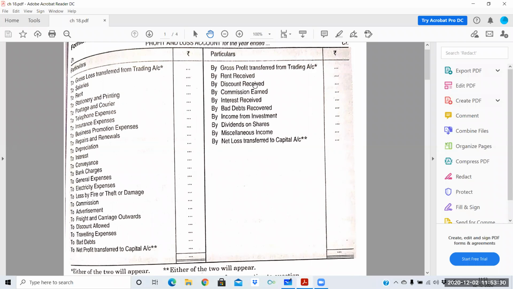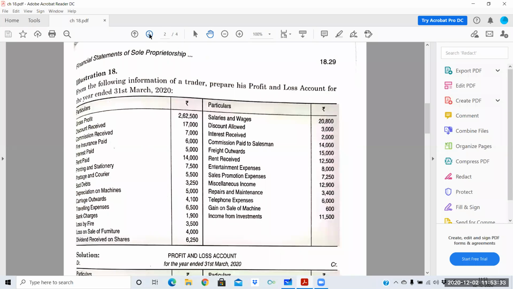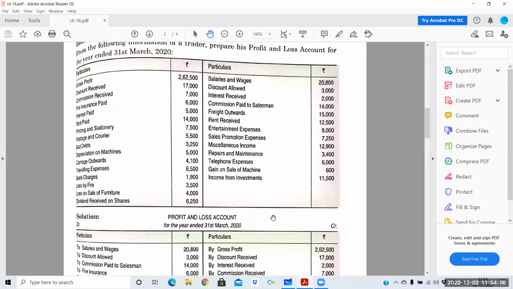Now we will do the same topic with the help of an example. Suppose this is the question. From the following information of a trader, prepare his profit and loss account for the year ended 31st March 2020. So here you need to prepare the profit and loss account. Either the gross profit will be given in the question, or first you need to find out the gross profit by making a trading account. I'm just reading the question. First item is gross profit. It is already given. So gross profit will be written on the credit side. As you can see, by gross profit, 2,62,500.